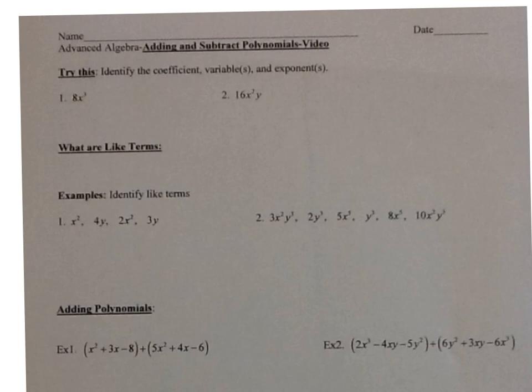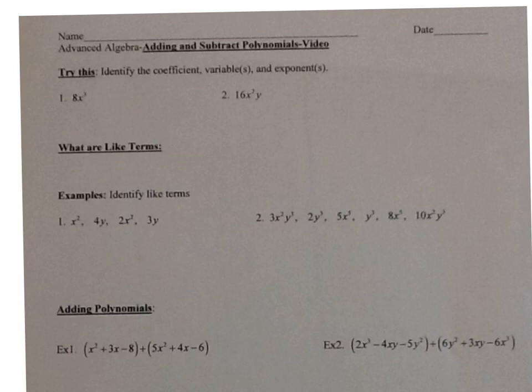Okay, so today what we're going to be working on is adding and subtracting polynomials. So I would like you to do the try this. The try this says identify the coefficients, variables, and exponents. So you have two problems here. I would like you to put me on pause and just identify which is the coefficient, which is the variable, which is the exponent. And then come back and check your answers.